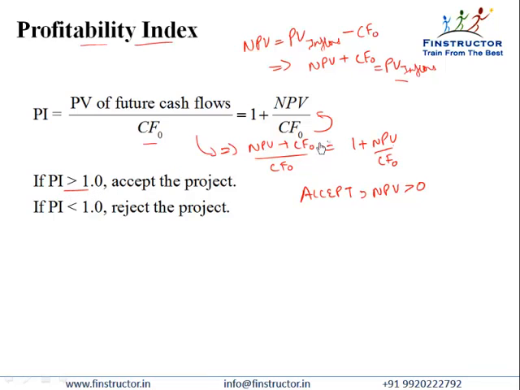So if profitability index is greater than 1, it means the NPV is greater than 0, or you should accept the project. If NPV is negative, so if in this equation, if NPV was negative, the profitability index would have been a number less than 1. So if the profitability index is less than 1, then the NPV of the project is negative and you should reject the project.